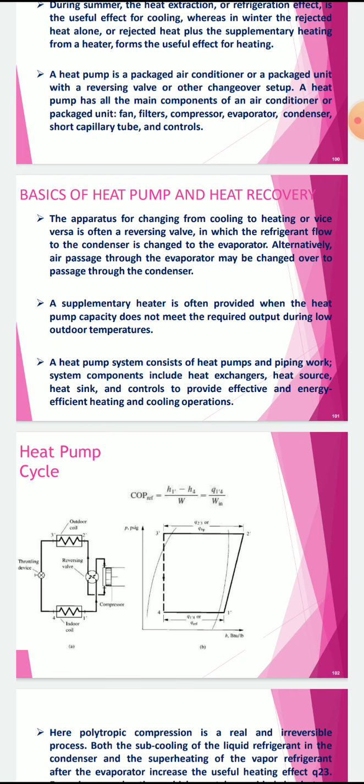So a heat pump system consists of heat pumps and piping work. System components include heat exchangers. Heat exchangers means the evaporator and condenser. Then heat source and heat sink. Source is the place where it extracts heat. Sink means the place where it rejects the heat. And controls to provide effective and energy efficient heating and cooling operations.